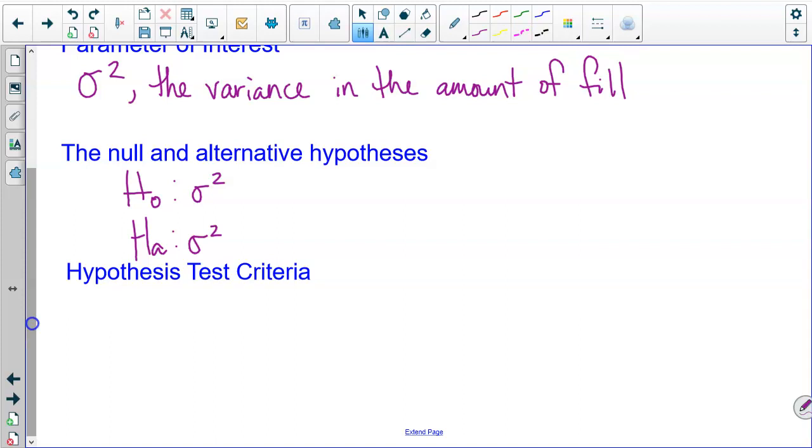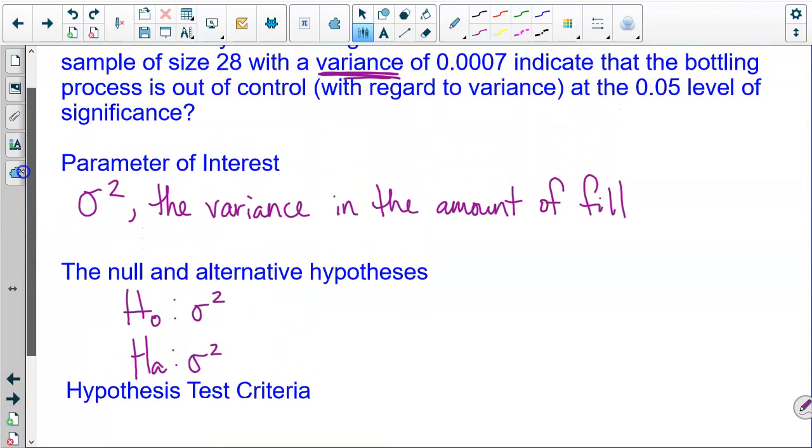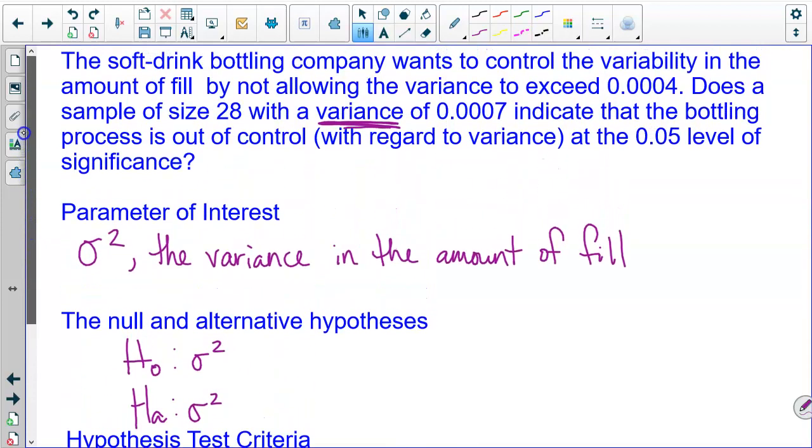And that makes sense, because if I bought one and my bottle was half full and you bought one and it was all the way to the top, and then that person bought one and it was somewhere in between, you know, we'd all be like, we paid the same amount. So that's important when it fills your bottle, that it's about the same amount each time. So we're going to put sigma squared, okay? And then actually, I underlined something, and that actually helped me. It says the soft drink bottling company wants to control the variability in the amount of fill by not allowing the variance to exceed.